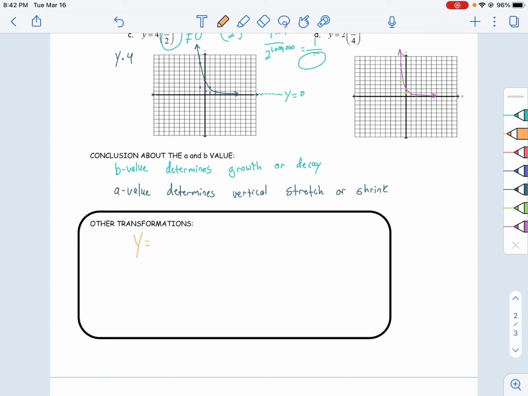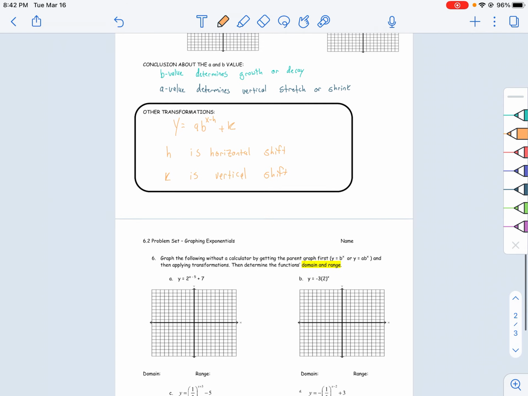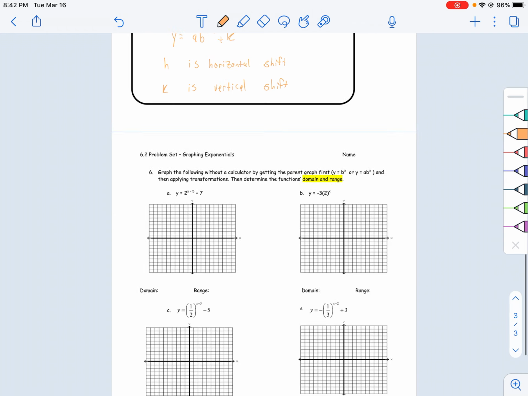We have y equals a b to the x minus h plus k. We've already talked about the a value. We know that h, hopefully we remember, is horizontal shift. And k is vertical shift. So let's graph some of these with h's and k's.